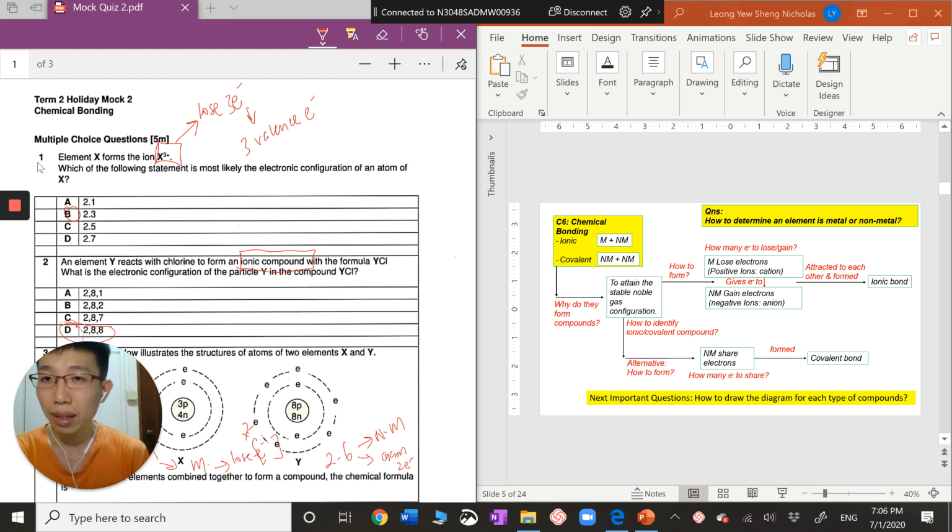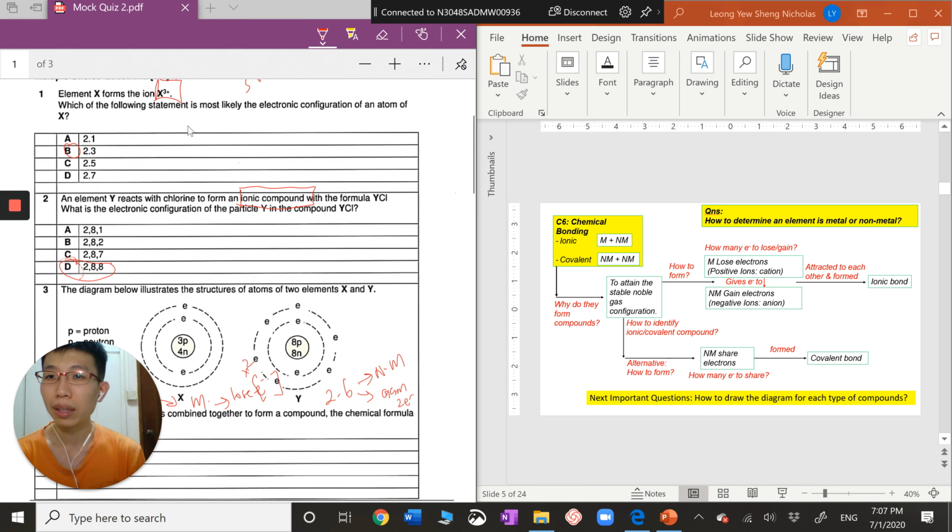For question 1, they say element X forms the ion X3+. Now you zoom in: this is a positive ion. For positive ions, it means it must have lost electrons from a metal, so it should be a metal initially. Since it has a charge of 3+, it loses 3 electrons and has 3 valence electrons. So my electronic configuration will be 2.8.3.